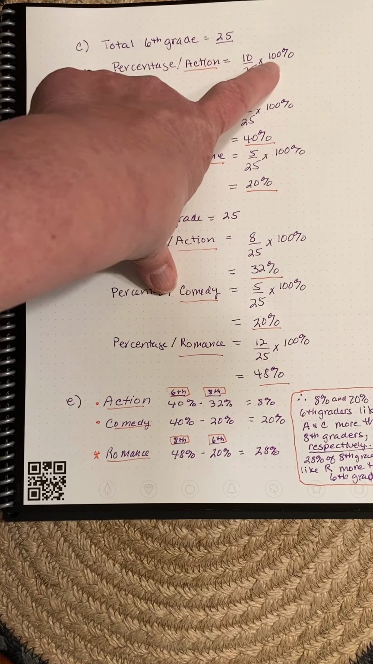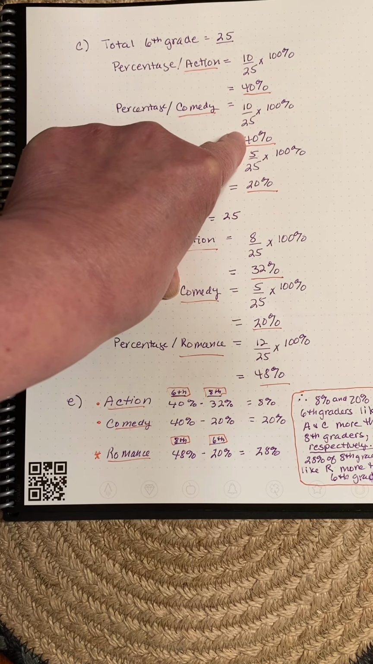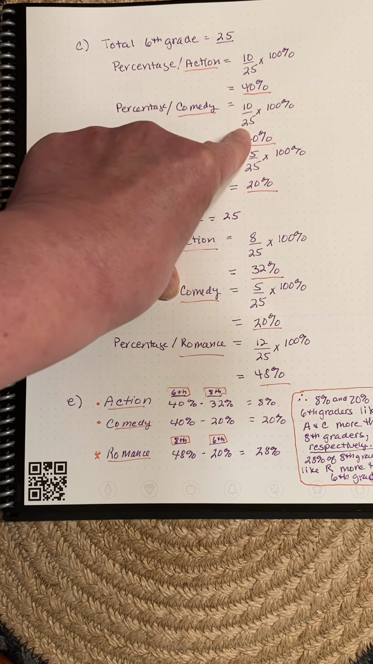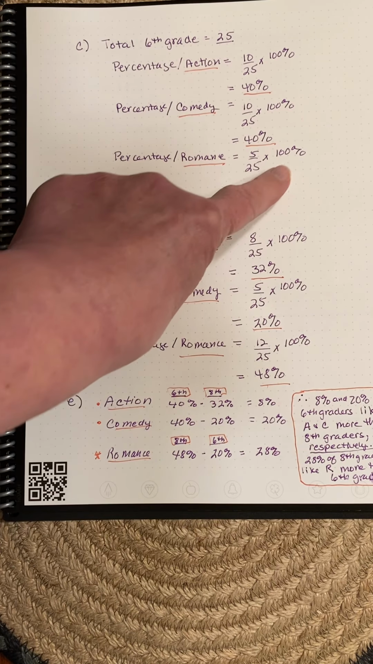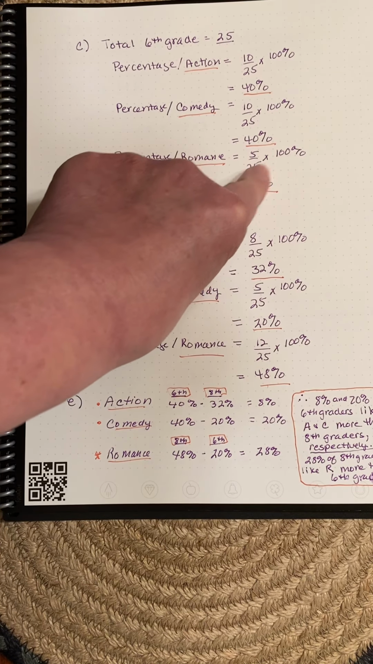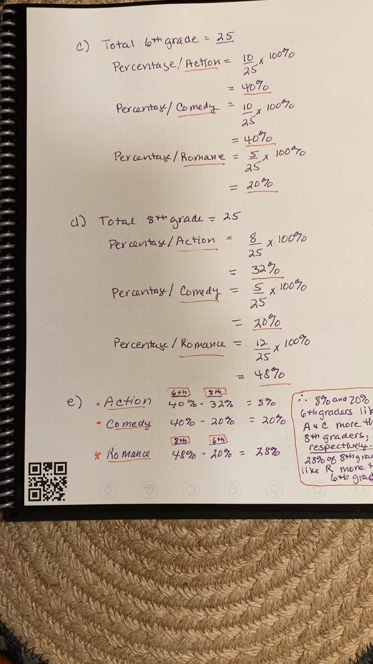So 10 out of 25 times 100 for the action is 40%. And the comedy is the same because it's the same fraction. And then romance is 5 out of 25, times 100% is 20%. Again, 40 and 40 and 20 make 100, so I'm good.